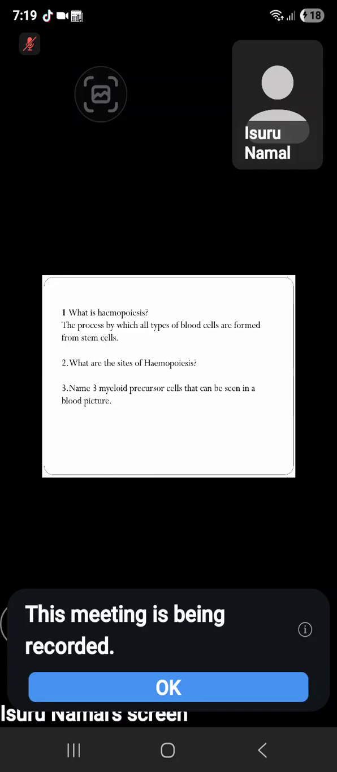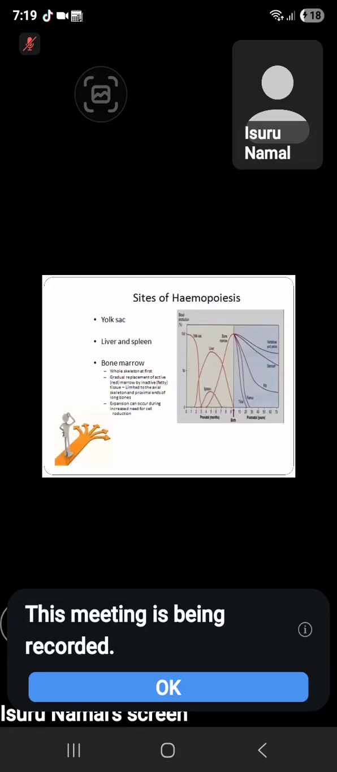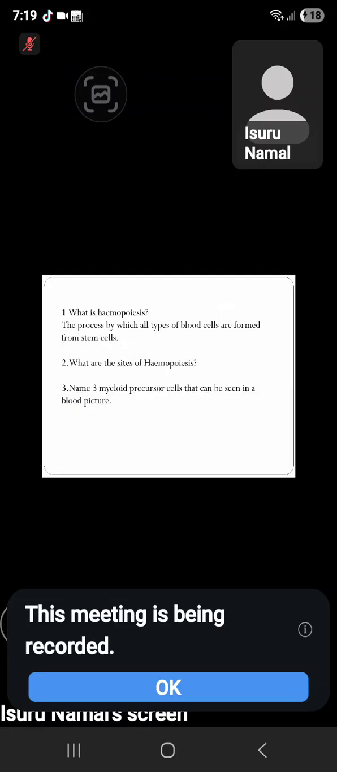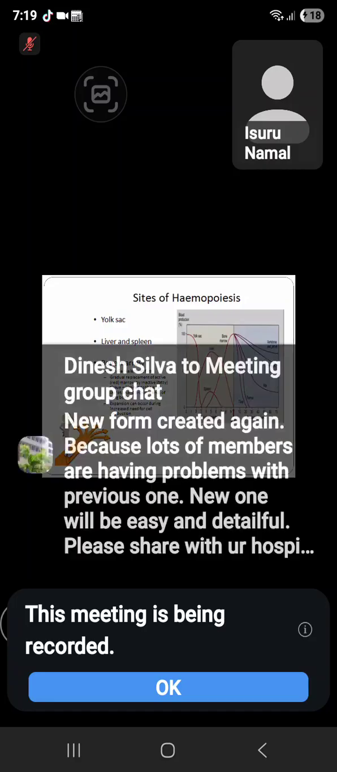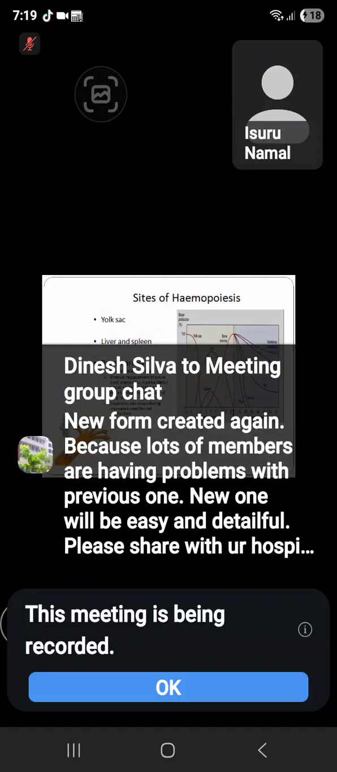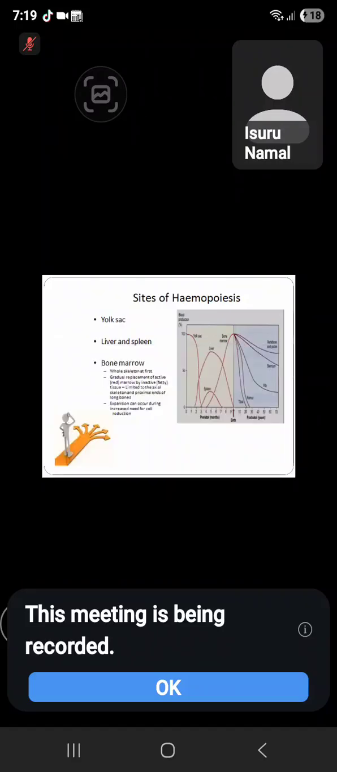Okay. First question, the answer is the process by which all types of blood cells are formed from stem cells. That process we call hematopoiesis. Second one is, what are the sites of hematopoiesis? Now, when we consider the sites of hematopoiesis, mainly there are three sites we should know: yolk sac, liver and spleen, and the bone marrow.